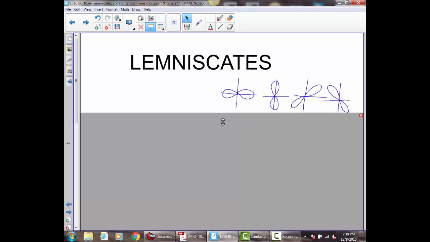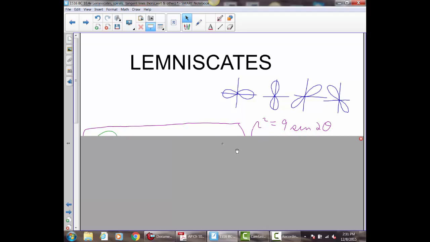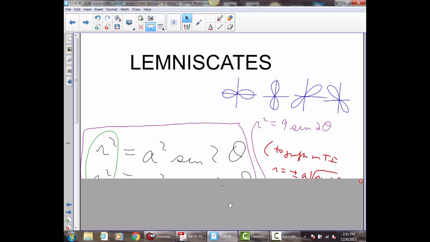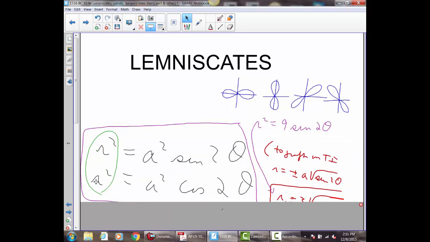Lemniscates. So lemniscates are basically the infinity symbol. The ones we'll be looking at will either be horizontal, vertical, or will cut the first and third or second and fourth quadrants symmetrically. So the way they look is they are fairly easily recognizable because they will start with r squared equals a squared, a being constant, either the sine of 2 theta or the cosine of 2 theta. So here's an example.